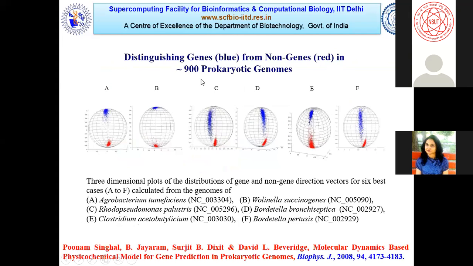Does it work? Well, it seems to work on 900 prokaryotic genomes. I didn't have to do any training. The blue ones are all genes, so there are lots of genes. This is one organism, this is another organism, and each organism has several genes, so each point is a gene.